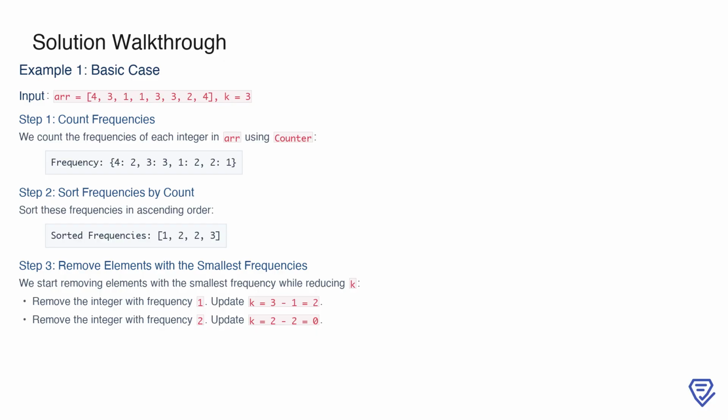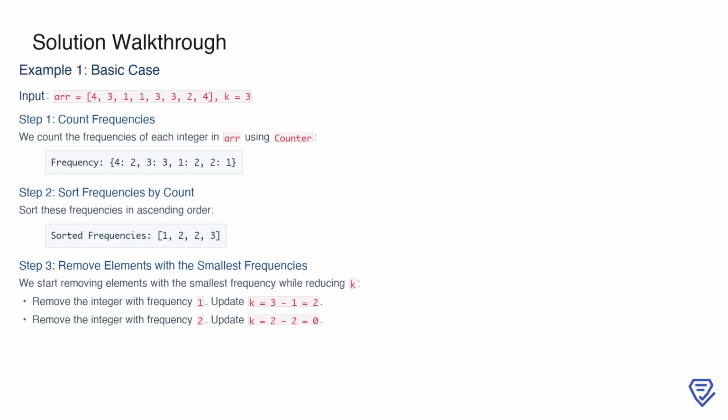First, we calculate the frequency of each integer in the array using the Counter class, which gives us 4: 2, 3: 3, 1: 2, 2: 1. This tells us that the integer 4 appears twice, 3 appears 3 times, 1 appears twice, and 2 appears once. Next, we sort these frequencies in ascending order, resulting in 1, 2, 2, 3. This allows us to prioritize removing the integers with the smallest frequencies first.